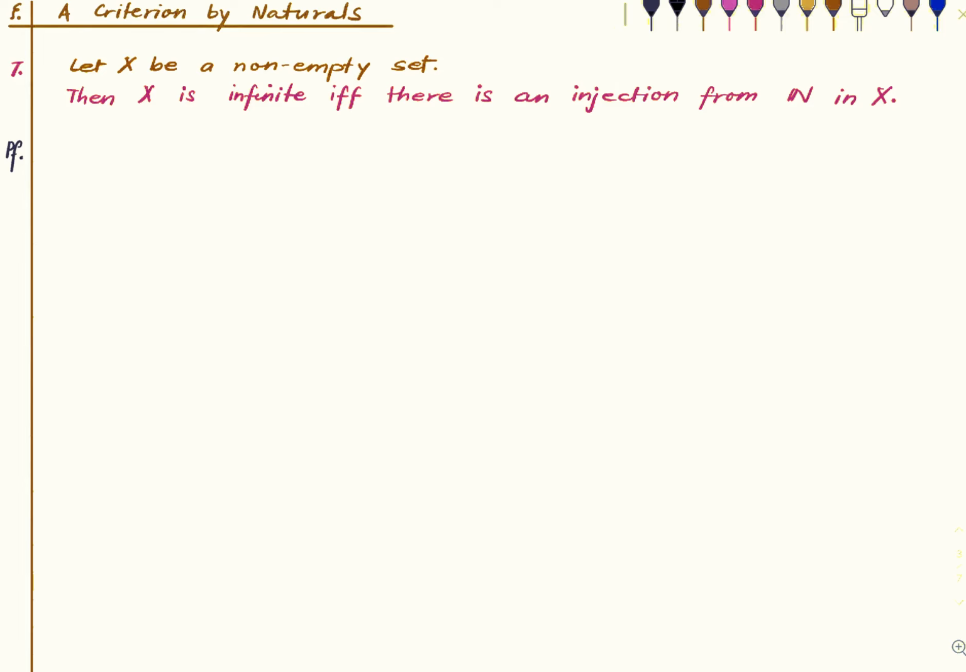We already have seen one direction. If we have an injection from an infinite set into a set X, then the set X is infinite. That we just remarked. So that part is clear. So we will prove the other direction. We will start with an infinite set and show that there is an injection from the set of naturals into the set X. So I want to show that there is an injection from naturals into X. Alright, this is what we want to do.